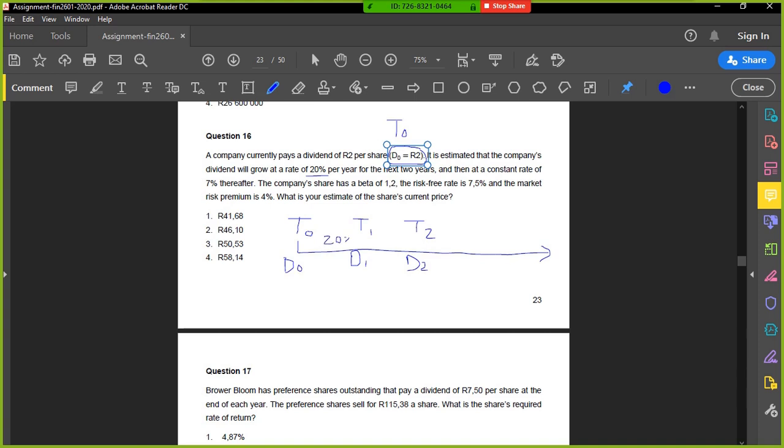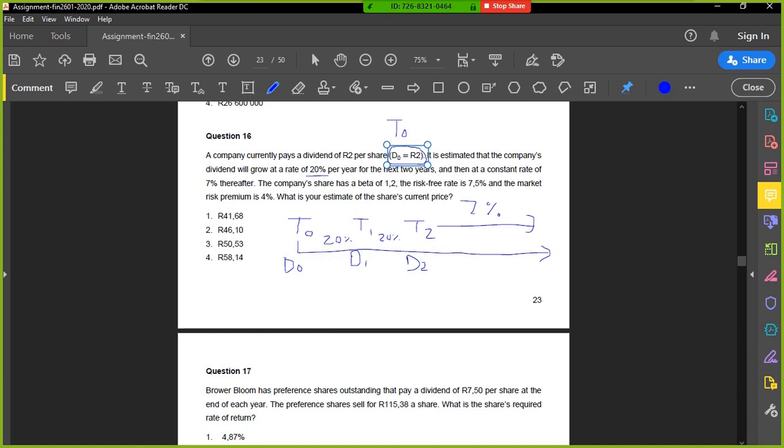Okay. Then from there it says, and then at a constant rate of 7% thereafter. So then it's the beta and the risk-free rate and the market risk premium, which you showed me the last time, which I've tested, but like I say, I got a bit stuck. I think it's number one, but I only got to like 39 rand or 40 rand or something. Oh, okay. That was the closest that I've got to one of these.